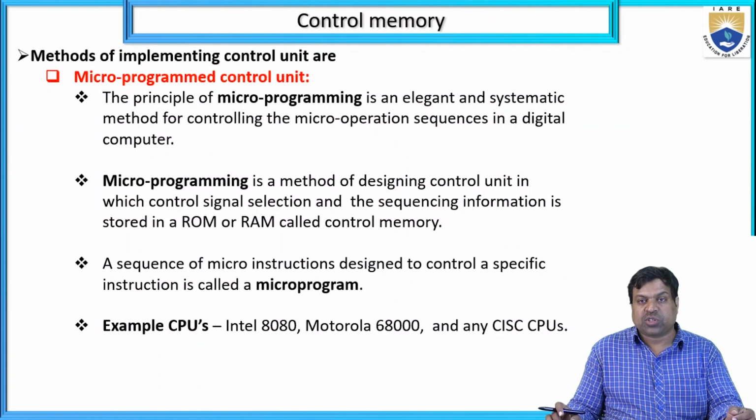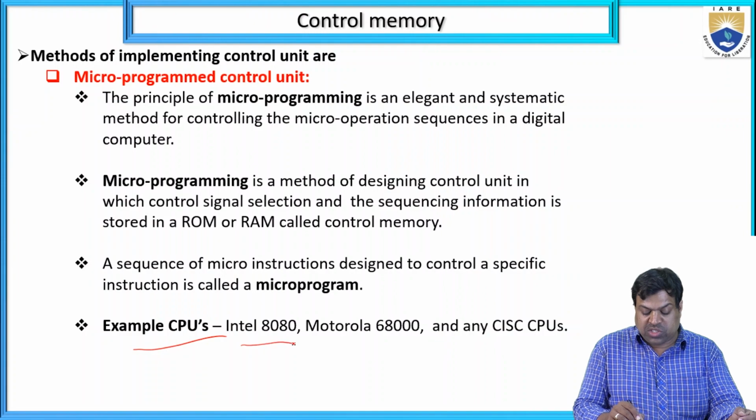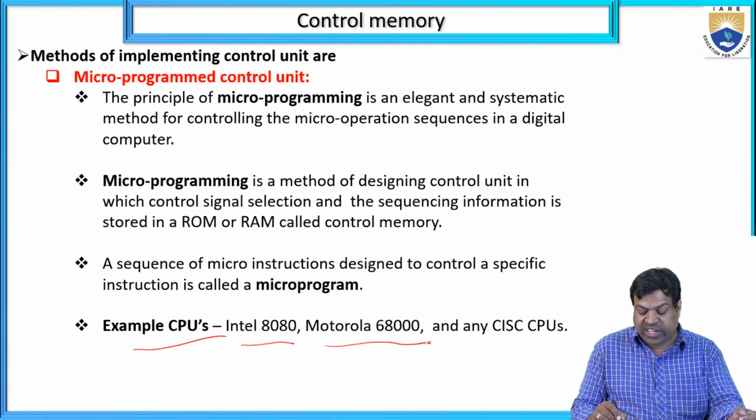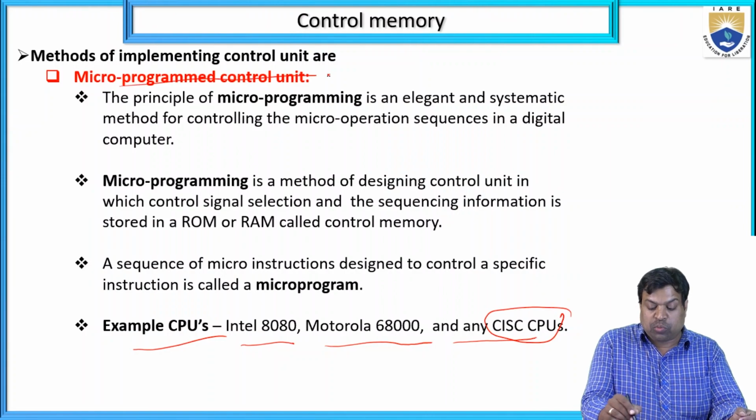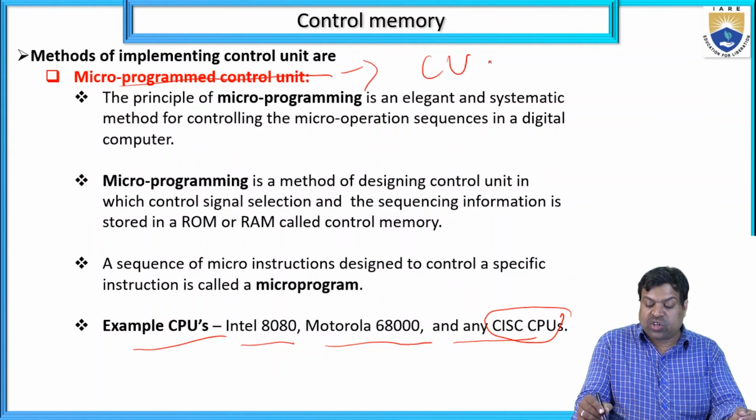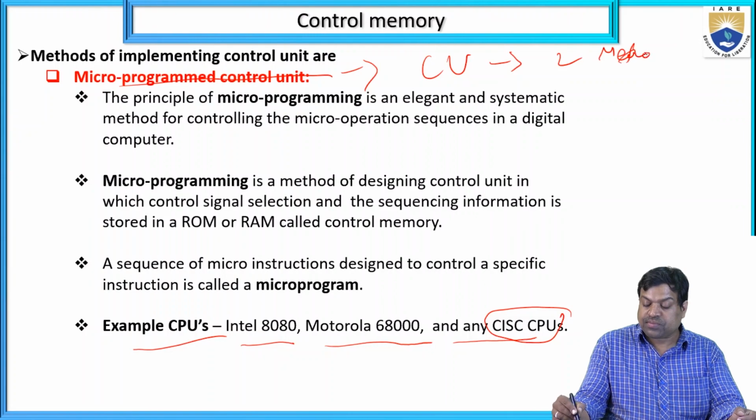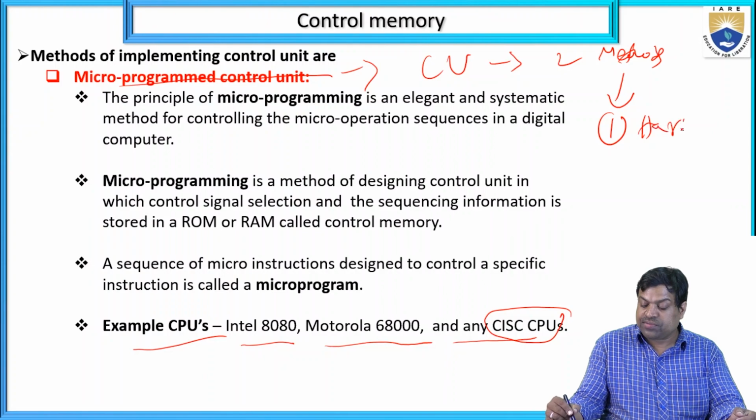And these are examples of CPUs: Intel 8080, Motorola 68000 and any CISC CPU. These have a microprogrammed control unit. So in the control unit, a total of 2 methods are there. First one is hardwired. Second one is microprogrammed.